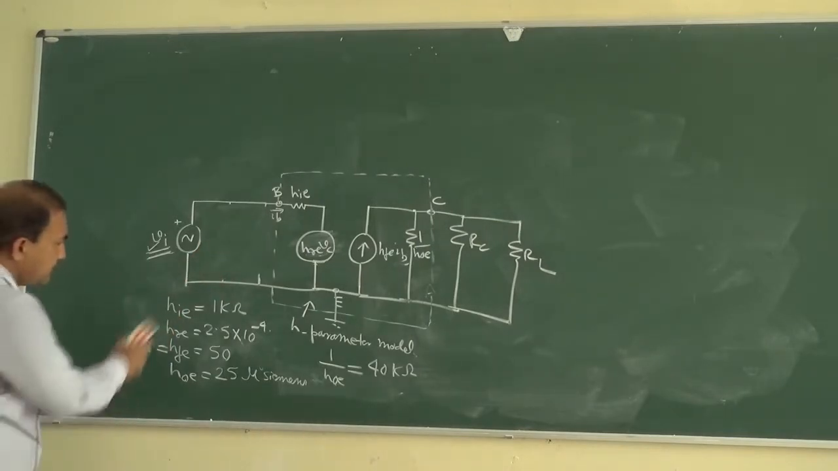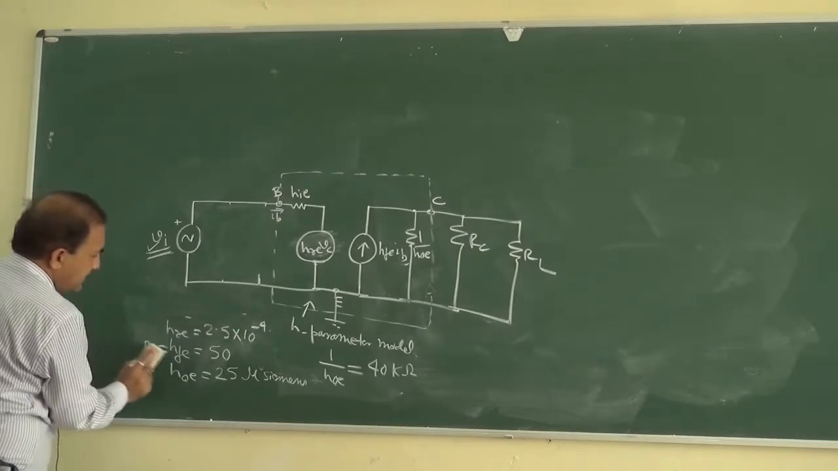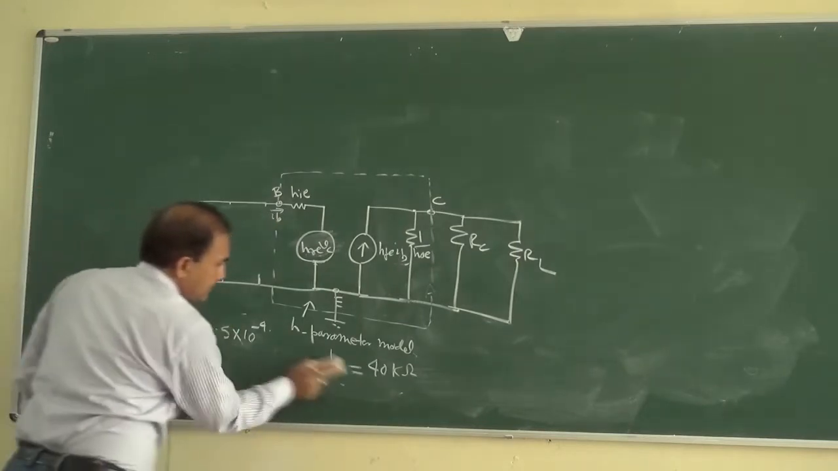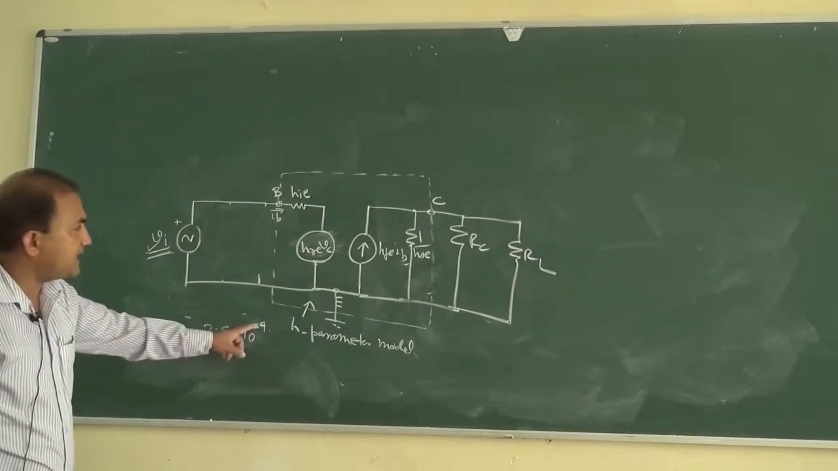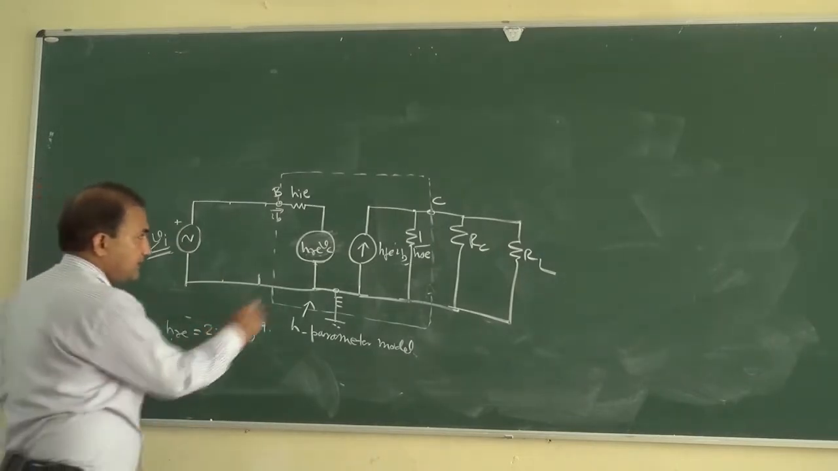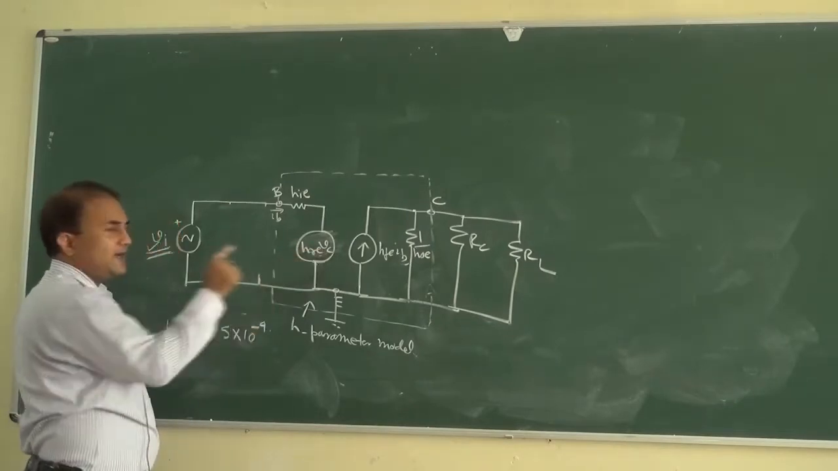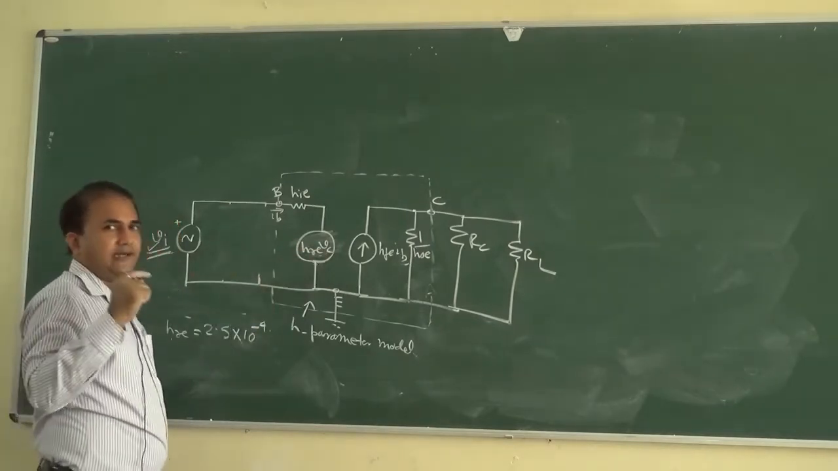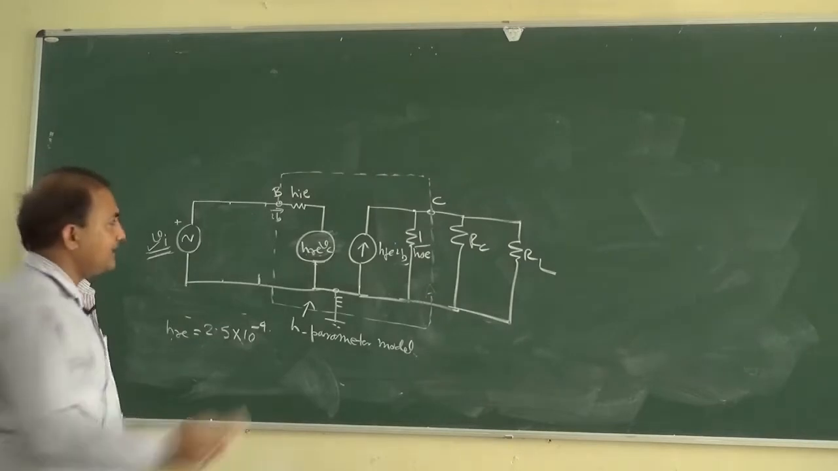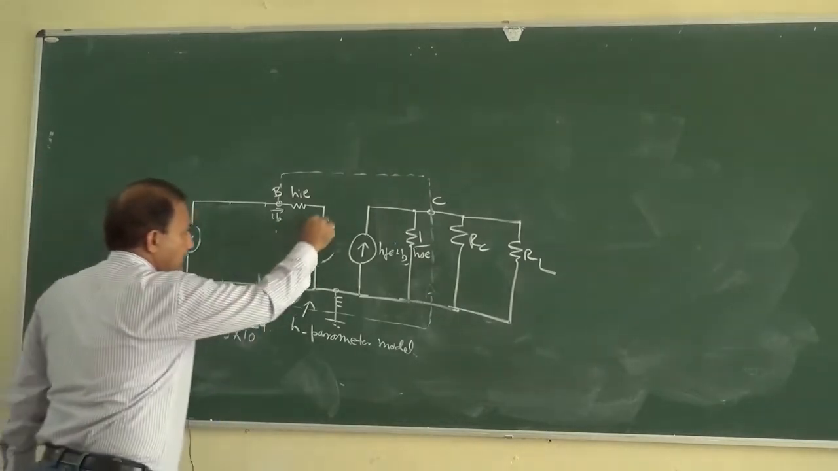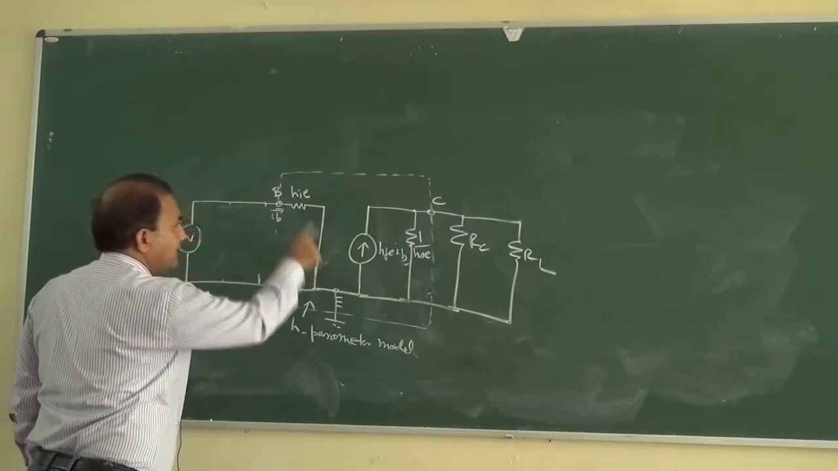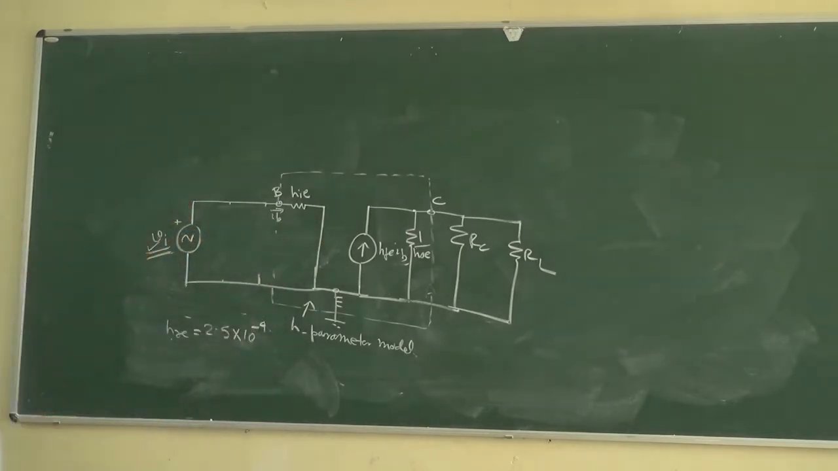So from this we can see what is the value of HRE. HRE is 2.5 into 10 to the power minus 4. So this multiplied with VCC will be a very small quantity. So we can neglect this also. So we can remove this, okay.